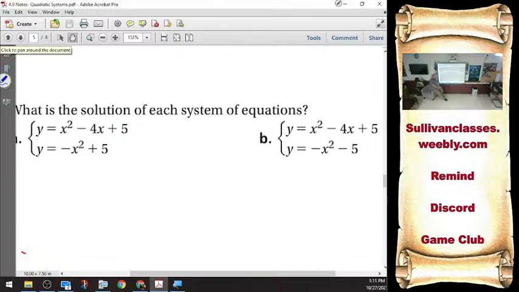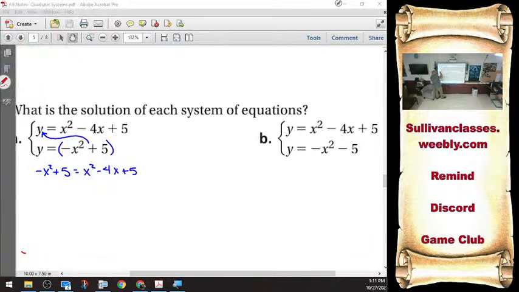Round 1. The first one I'm going to do by substitution. I'm going to say if y is this stuff, I replace y with this stuff. Negative x squared plus 5 is x squared minus 4x plus 5. I see a quadratic, so I'll get everyone on one side of the bus by adding x squared, subtracting 5, and that's all I got.